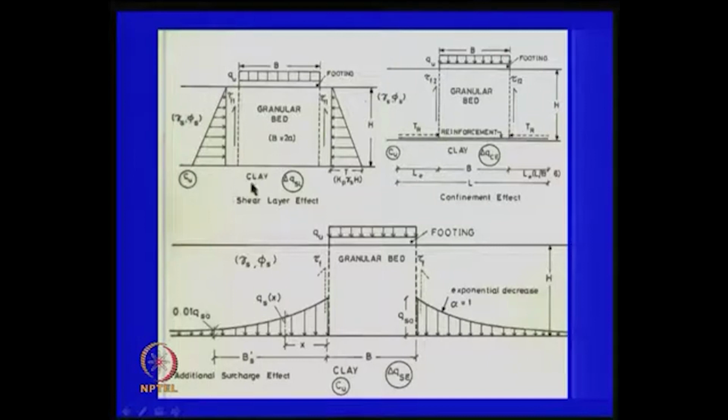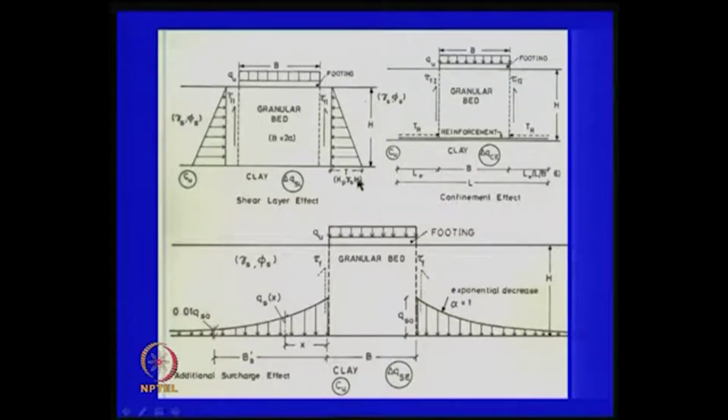You have a clay soil here, and it has an underlying shear strength of Cu, right. If I put some granular bed, we call it granular material blanket or whatever, and this is the B width of the foundation, right. So, what we do is that if the load comes like this, then because of the shear layer effect, there is some sort of resistance. The sand has some shear resistance compared to clay, right. So, there is a shear resistance that gets mobilized here on both sides. This is a shear resistance because of the shear layer effect, right.